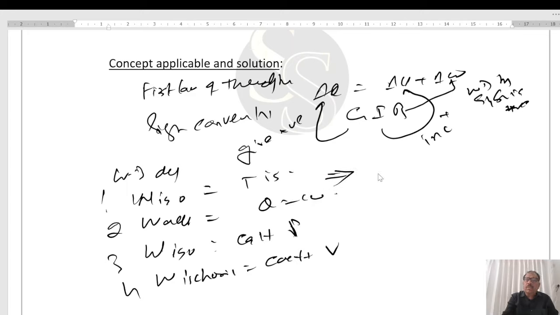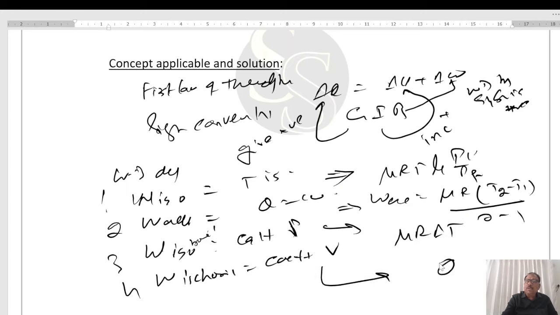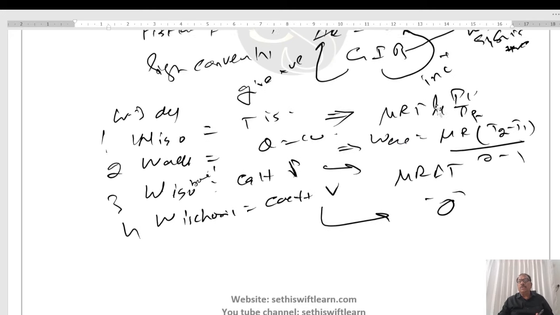In the isothermal case, work done is mu RT log of Pi upon Pf, initial pressure over final pressure. For adiabatic, W adiabatic is mu R (T2 minus T1) upon (gamma minus 1). And W isobaric is mu R delta T. In the isochoric case, it is 0, right?